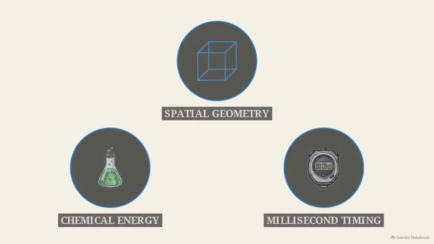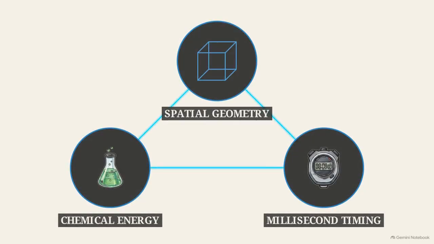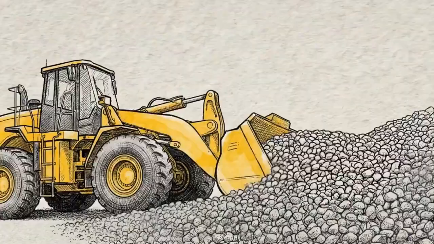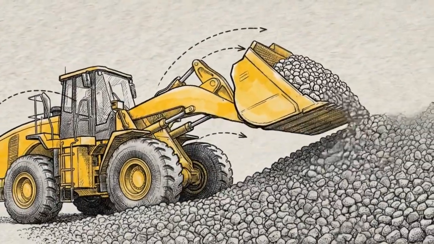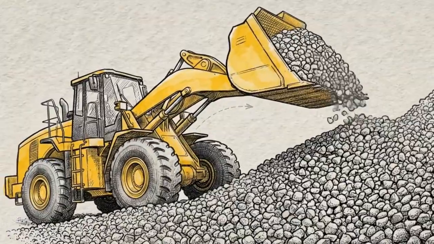Optimal fragmentation requires calibrating the interaction between three primary variables: spatial geometry, chemical energy, and millisecond timing. Managing this immense energy transfer dictates the loading efficiency, crusher performance, and ultimate profitability of the entire mining operation.